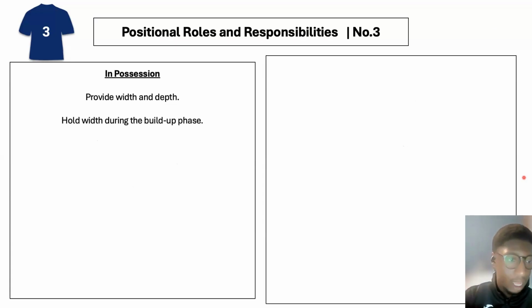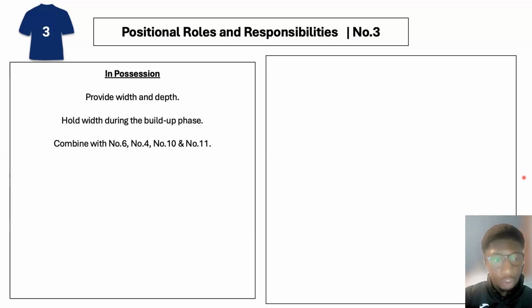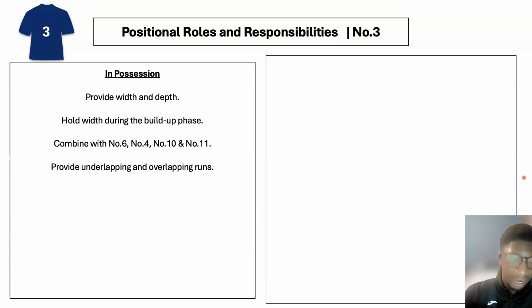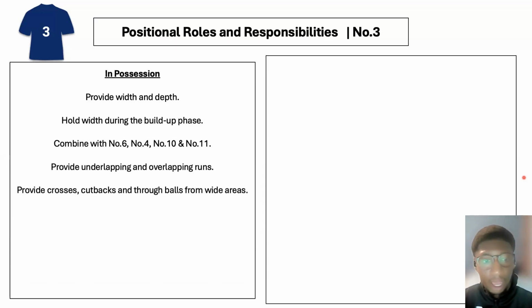So if you're a left back, aim again to provide width and depth. You'll look to combine with the 6, so the left side of centre back, the holding midfielder, the number 10 and the number 11 in the build-up phase. Again, provide underlap and overlaps on the left side. Similar, provide cutbacks, crosses, through balls from wide areas.